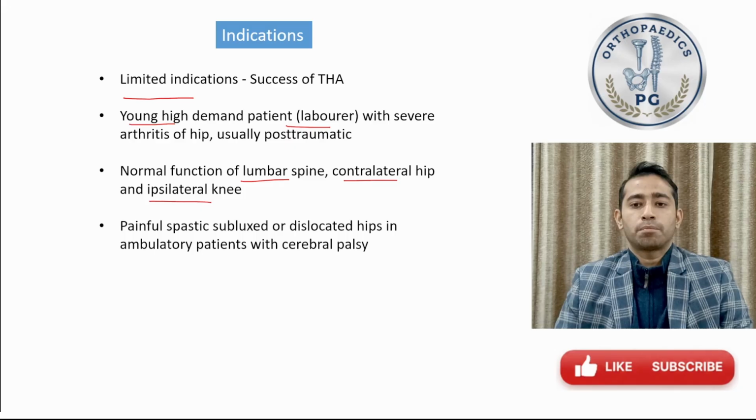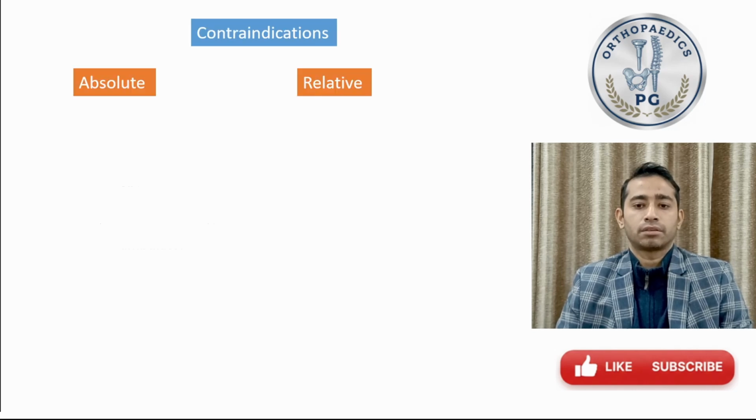Painful spastic subluxed or dislocated hips in ambulatory patients with cerebral palsy or other neurological disorders also form an indication of hip arthrodesis. It is also a salvage option for a failed total hip arthroplasty.